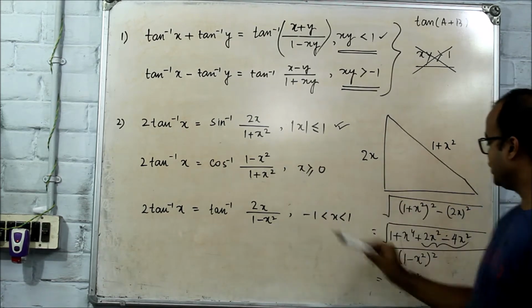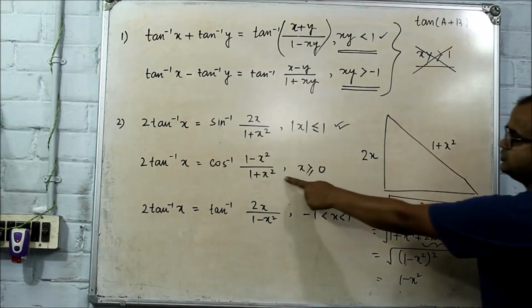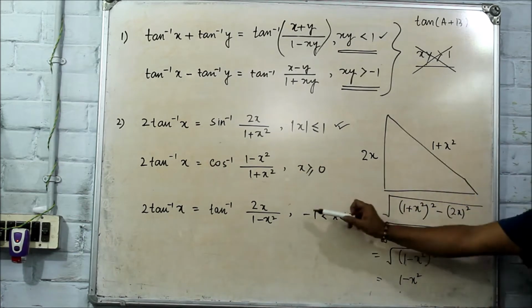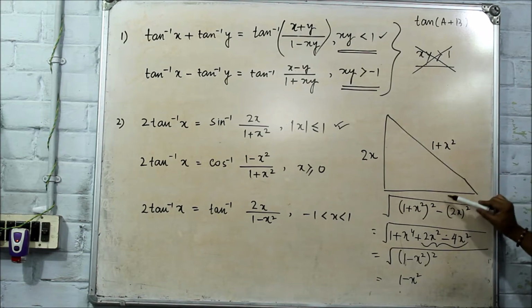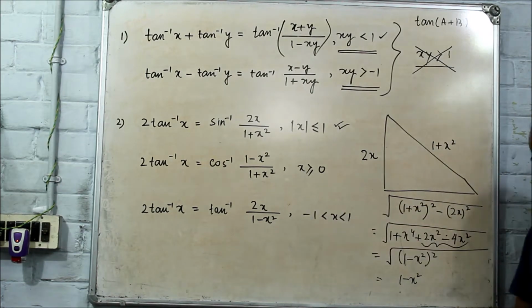So cos is the ratio of b by h. So you will get this formula. And tan is the ratio of p by b. So 2x by 1 minus x square.